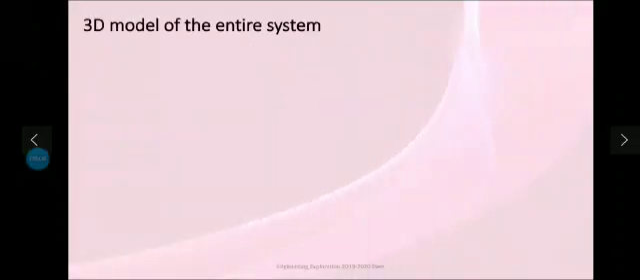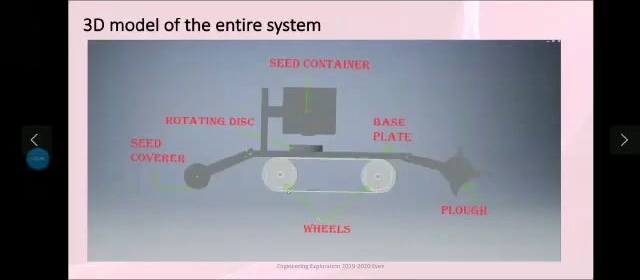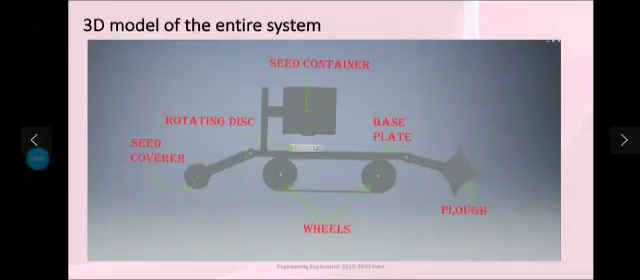Virtual implementation. This is a 3D model of our entire system. It contains many parts like the plow, wheels, seed coverer, rotating disc, seed container, and the base plate.